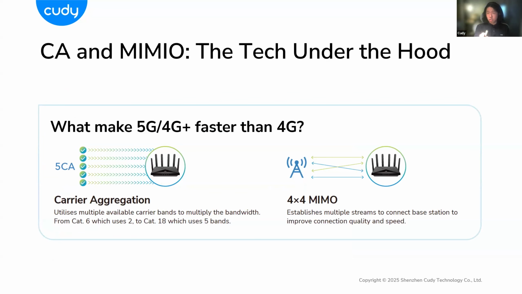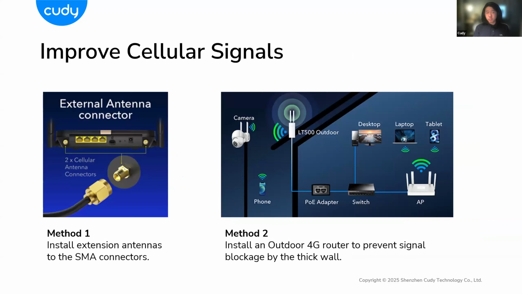It enables the router to make use of multiple carrier bands, less interruptions, higher speeds. And the second is 4x4 MIMO, which allows the router to establish multiple streams, like the frequency streams to the base station to also improve the quality and speeds.